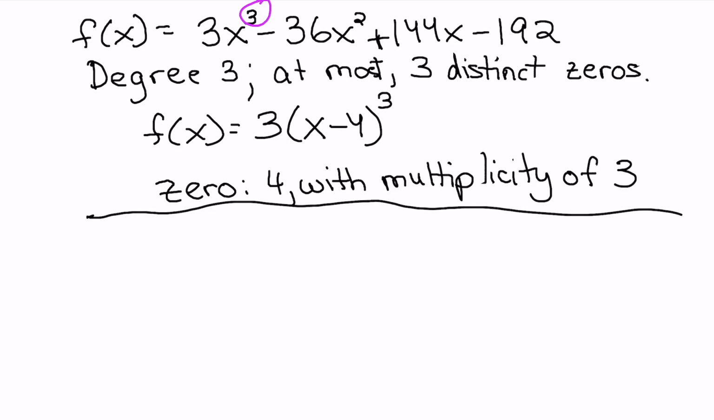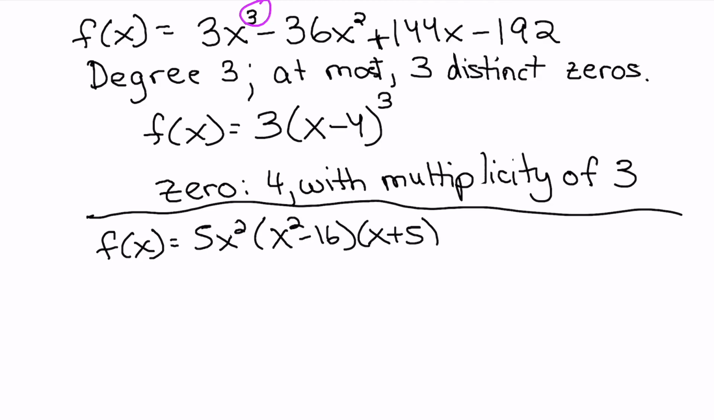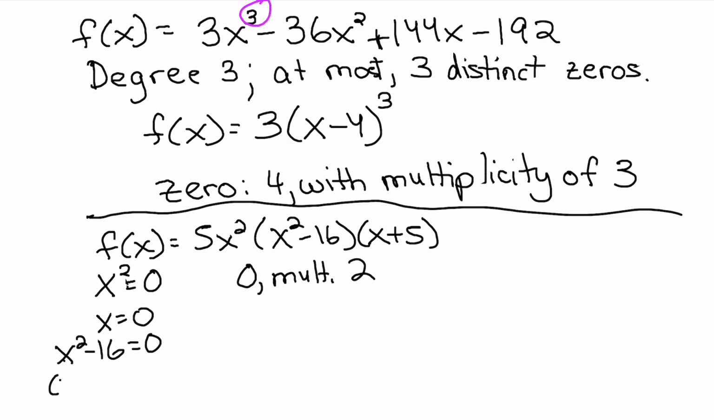Let's say you have f of x equals 5x squared times x squared minus 16 times x plus 5. Your zeros here, because if x squared equals 0, so x equals 0, technically 0 with multiplicity of 2. And then for x squared minus 16 equals 0, that's x plus 4 times x minus 4, so you have plus or minus 4. And then for x plus 5 equals 0, you have x equals negative 5.